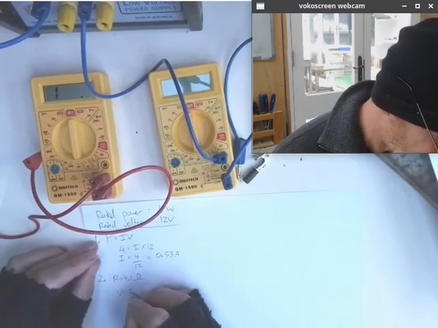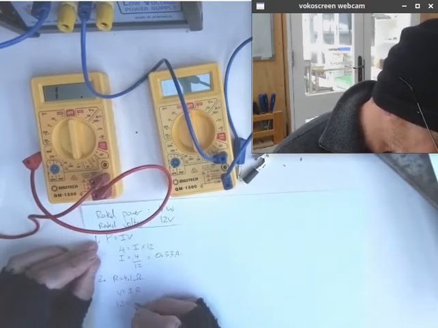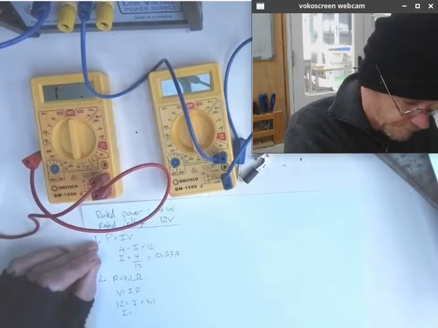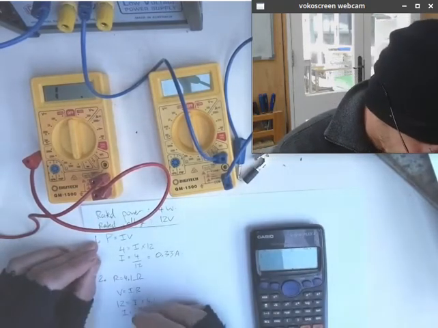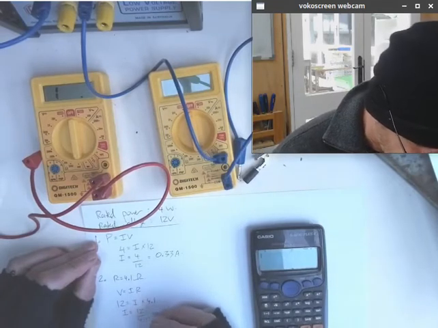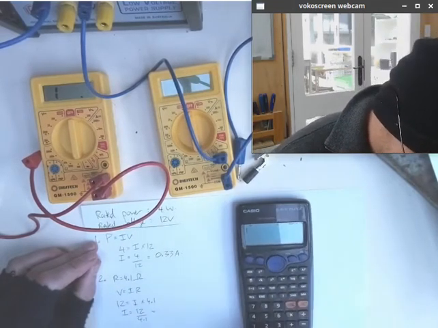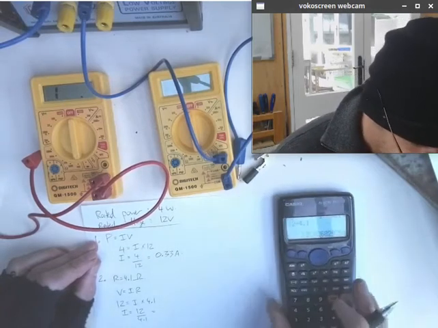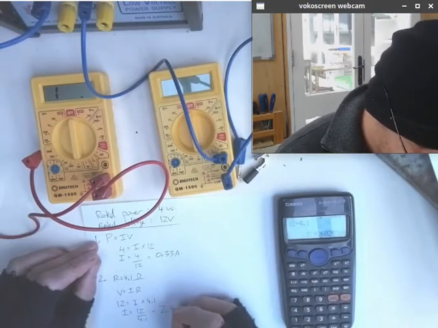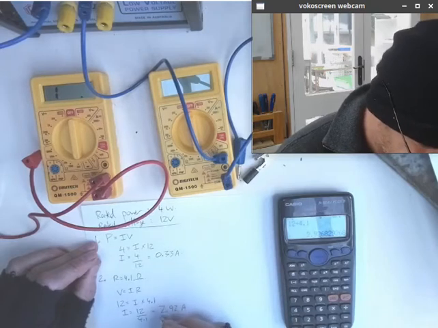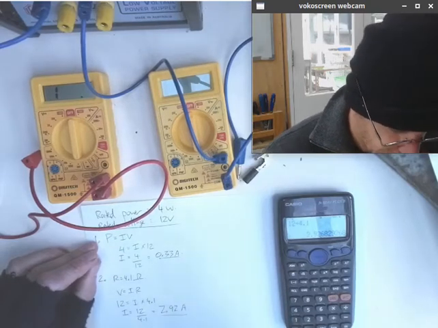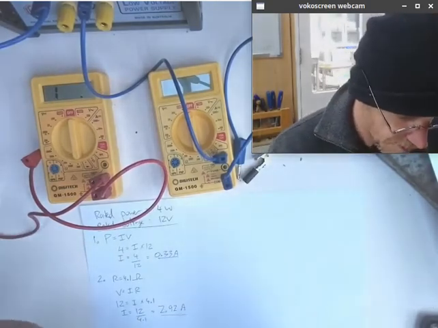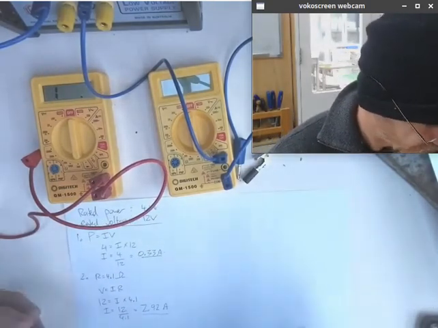V equals IR. 12 equals I times 4.1. I equals 12 divided by 4.1, which is 2.92 amps. Again, much higher than the current predicted by the manufacturer. So who's right? Well, let's fire it up into the circuit.